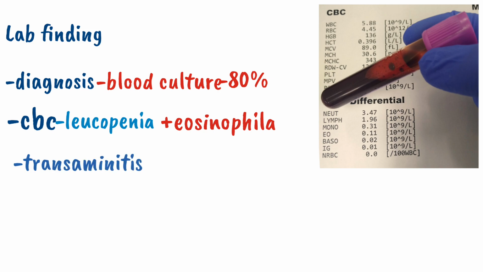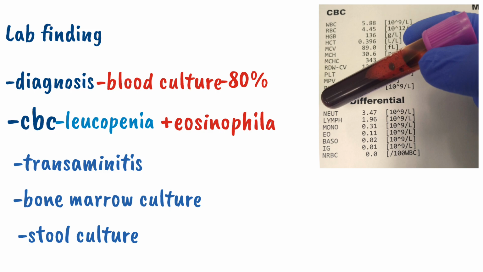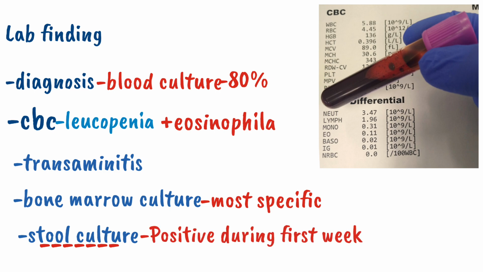Other than these, we can also perform bone marrow culture and stool culture. The bone marrow culture is the most specific test for the diagnosis of typhoid fever, but it is usually not performed because it is expensive and a complicated procedure. And the last one, the stool culture, is usually not performed. Some people perform it, but it lacks sensitivity because it is positive during the first week, and the patient develops symptoms of typhoid fever after 1 week. So during the symptomatic stage, the stool culture will be negative.